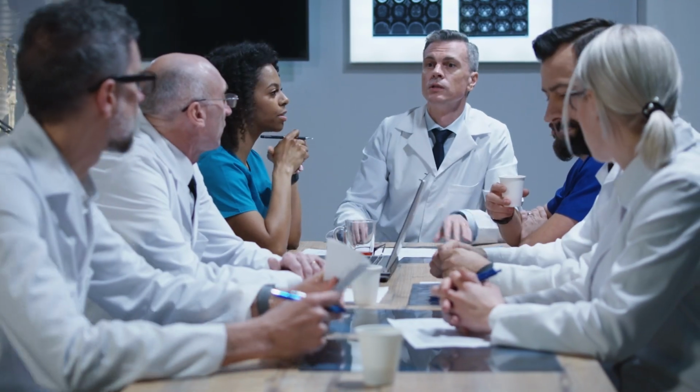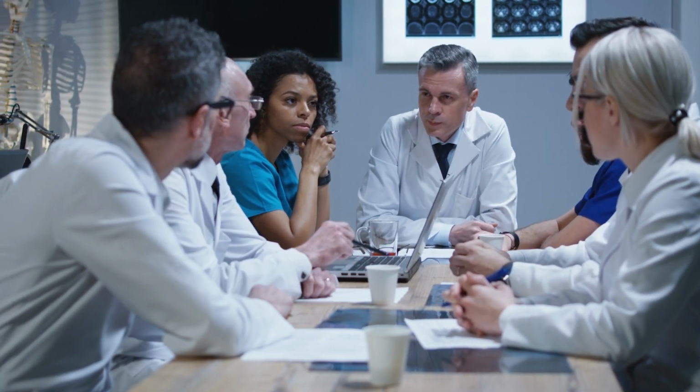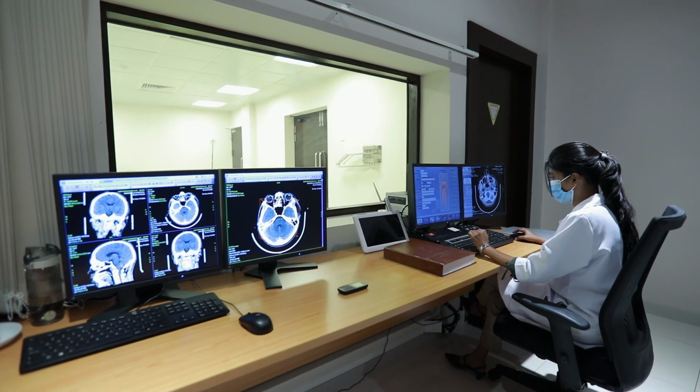With that type of information, individuals can really implement very, very high level quality improvement projects to raise the level of care that they're providing to their patients.